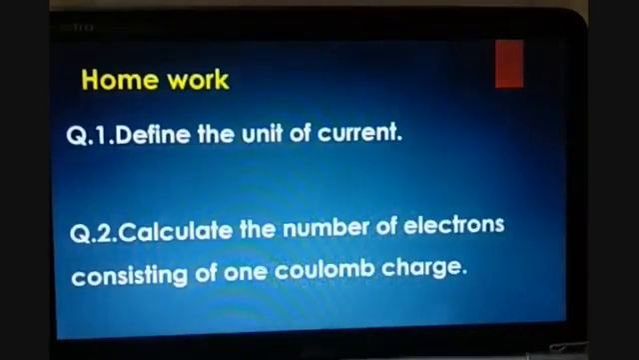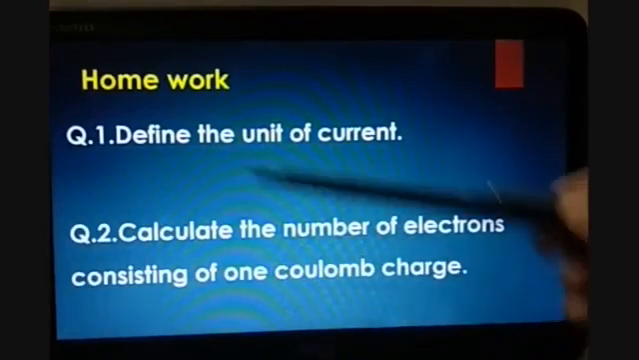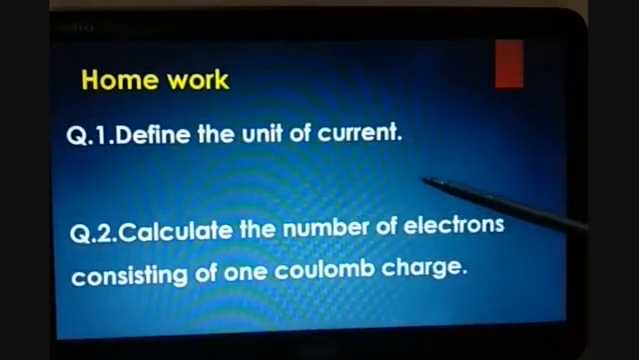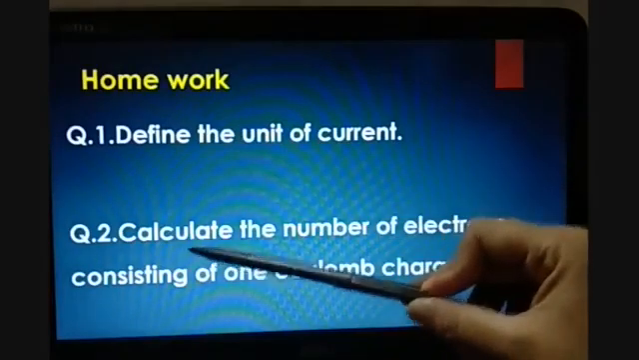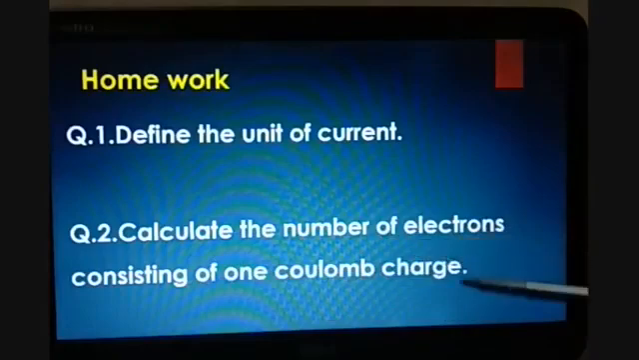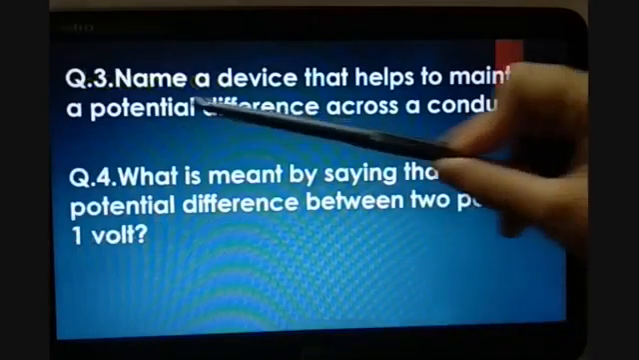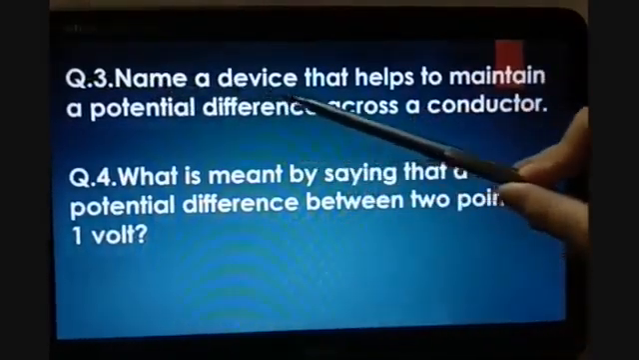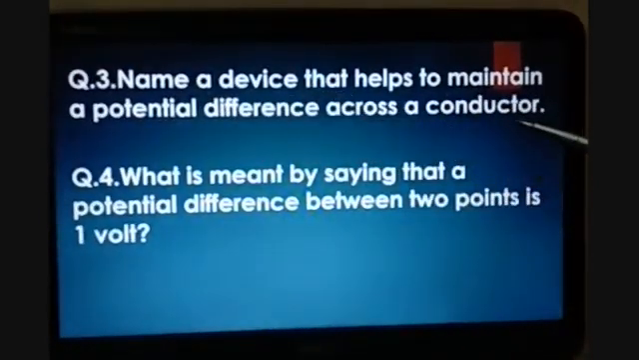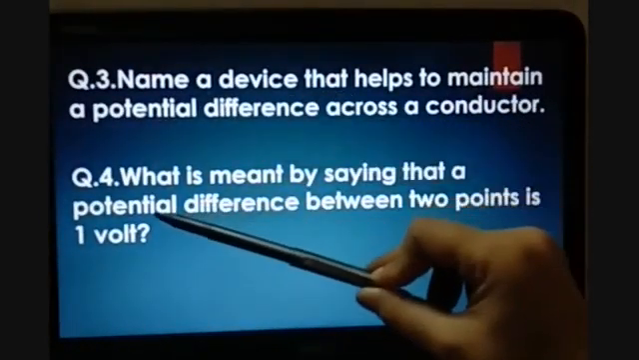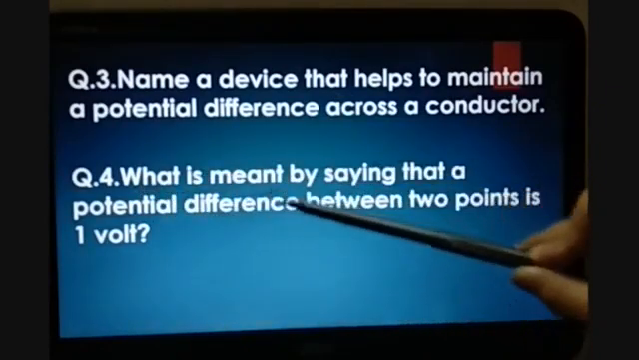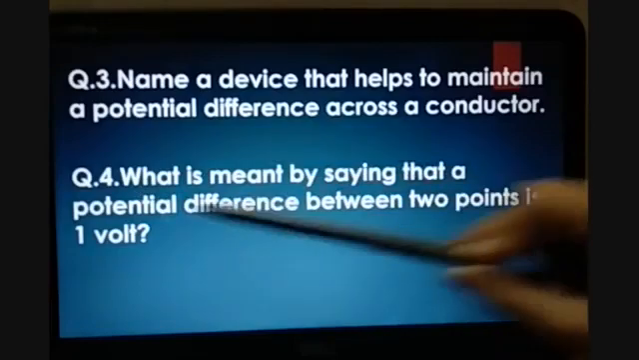Now let us see the homework of today's lecture. Question 1 is: define the unit of current. Question 2 is: calculate the number of electrons in 1 coulomb of charge. Question 3 is: name a device that helps to maintain a potential difference across a conductor. Question 4 is: what is meant by saying that the potential difference between 2 points is 1 volt.